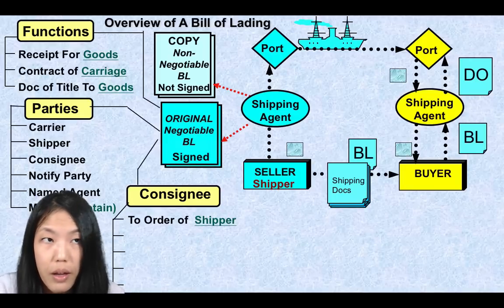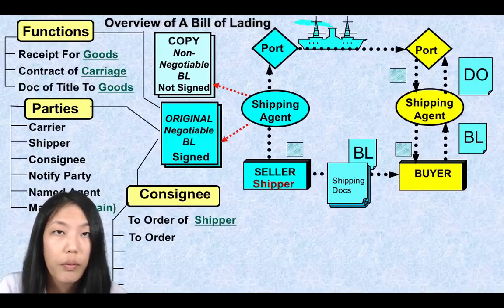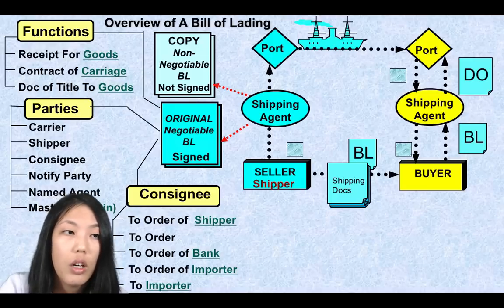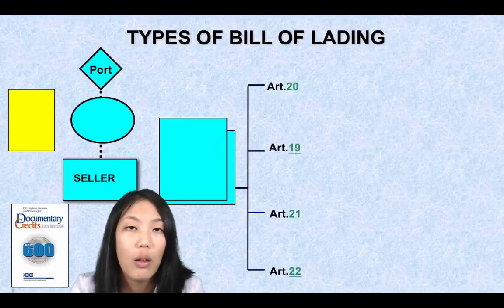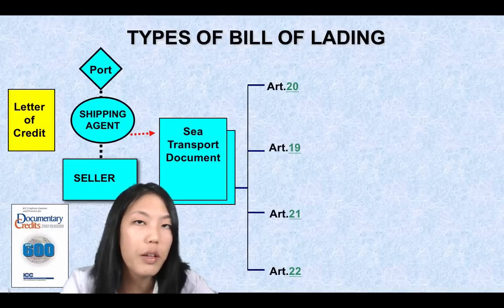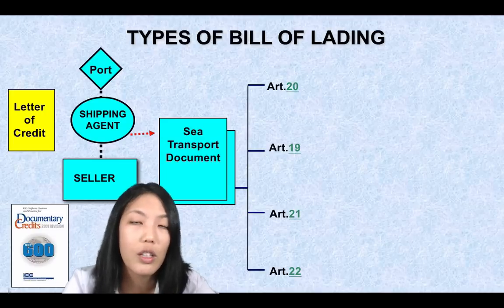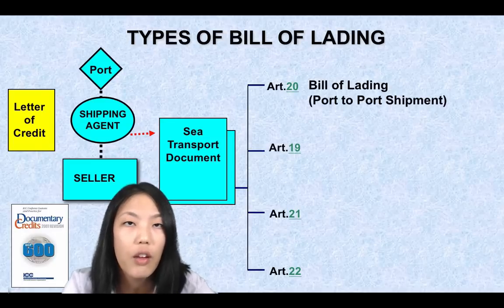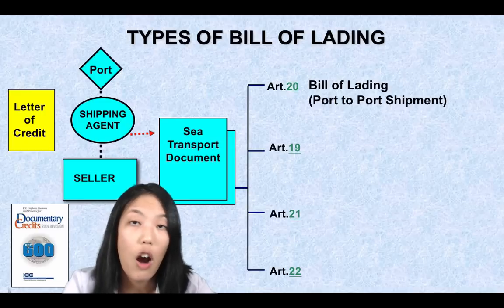To order of shipper, to order of bank, to order of importer, to importer. Now let us look at the bill of lading in an LC transaction involving sea transport. The UCP 600 outlines the following types of sea transport. The first is bill of lading, port-to-port shipment, Article 20 of UCP 600.